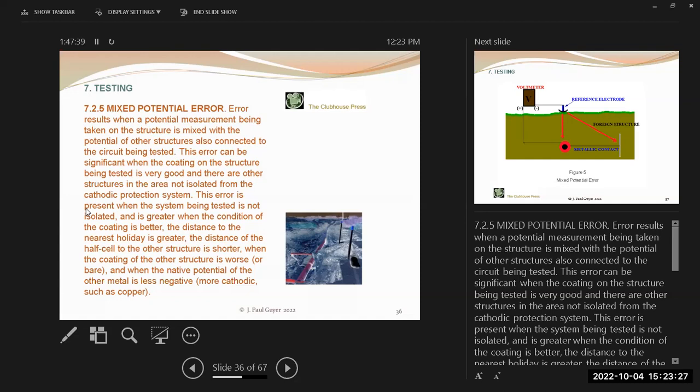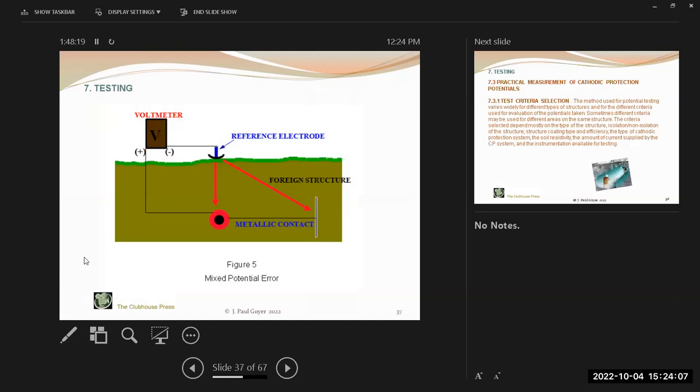This error is present when the system being tested is not isolated and is greater when the condition of the coating is better, and the distance to the nearest holiday is greatest. The distance of the half cell to the other structure is shorter when the coating of the other structure is worse or bare, and when the native potential of the other metal is less negative, that is more cathodic, such as copper. Figure 5 illustrates the mixed potential error.